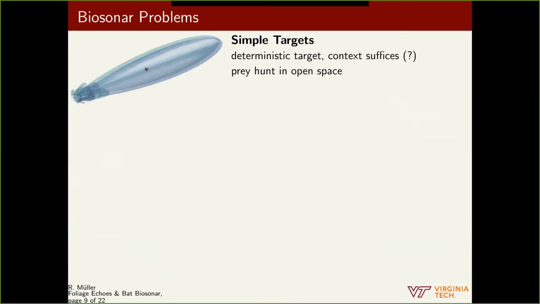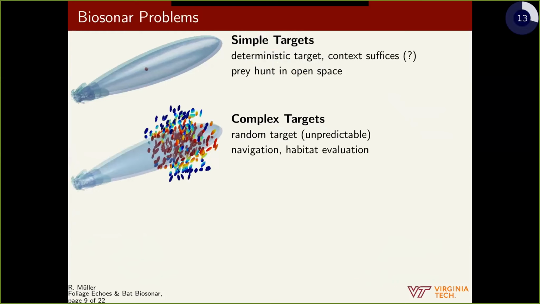And so one situation that you could have is that you have a deterministic target, right? Like this little ball here in your picture. That would be the situation of a bat that is hunting in open space. So that's a relatively simple problem, but maybe context already suffices, right? So you know you are by yourself up in the open night sky, and anything that comes up, it's food. But so that's a really simple problem.